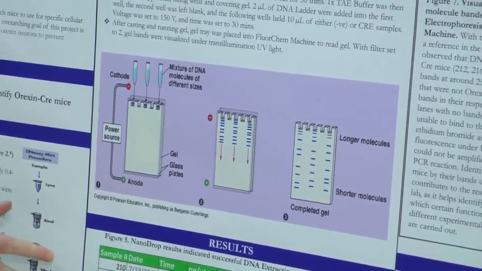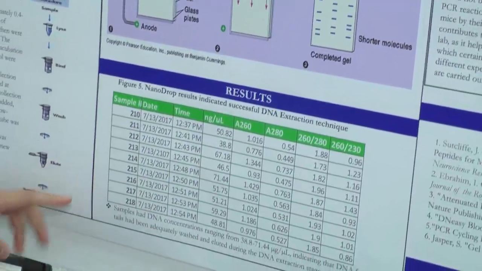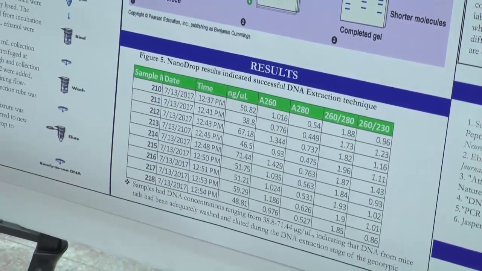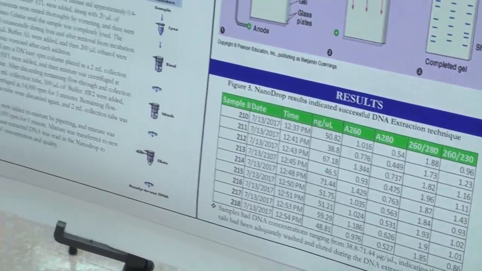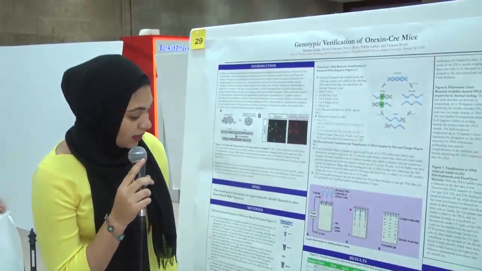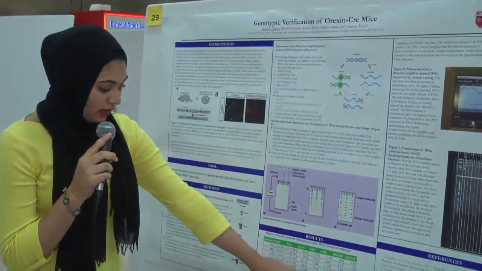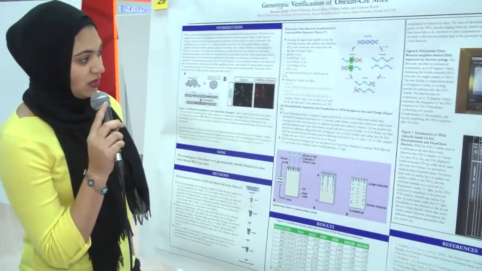So these are the nanodrop results after the DNA extraction. The point of this is to tell us how concentrated the DNA really is, if we have a good concentration of it, and if there are any chemical impurities or contaminants. Here, since our ratios were good and within normal range, we know that we could proceed to the next step, which is PCR.